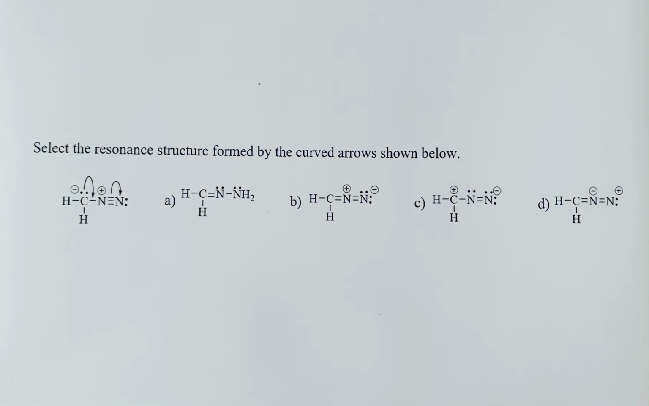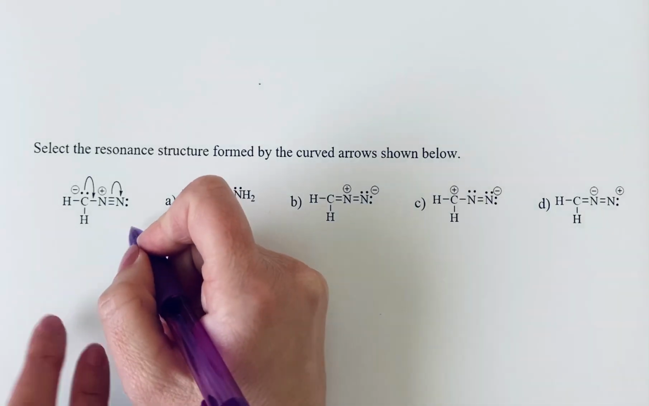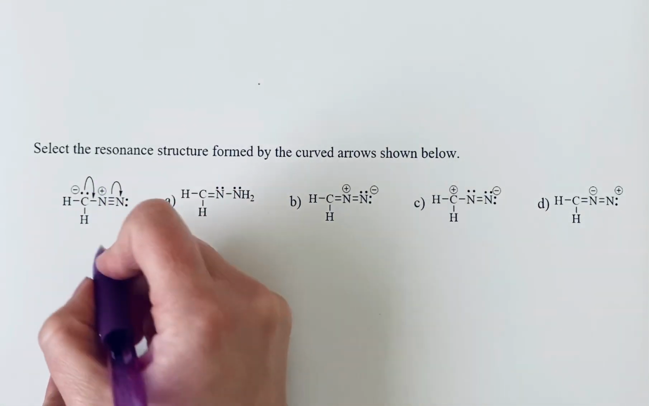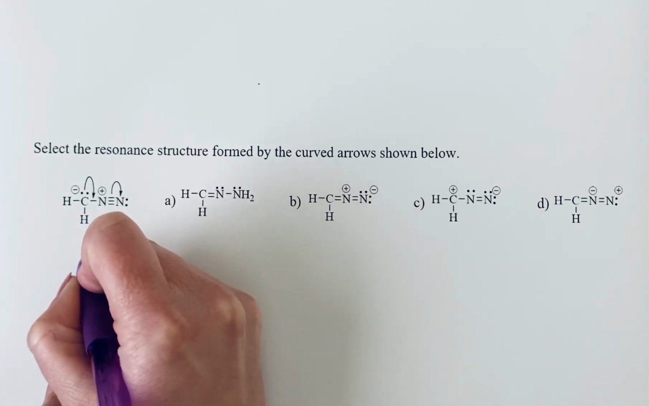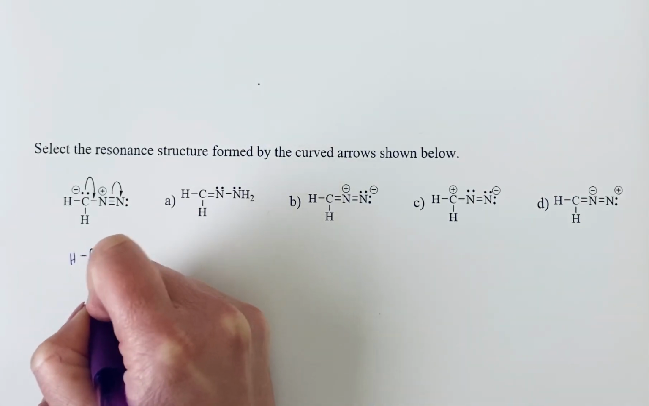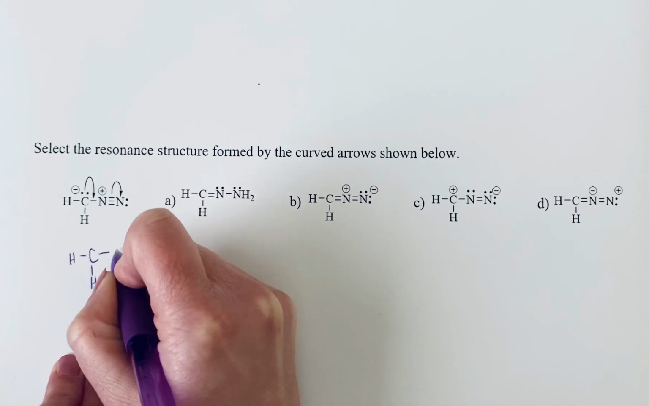Select the resonance structure formed by the curved arrows shown below. So what we need to do to solve this problem is to follow the arrows. Your curved arrows always indicate the flow of electrons.